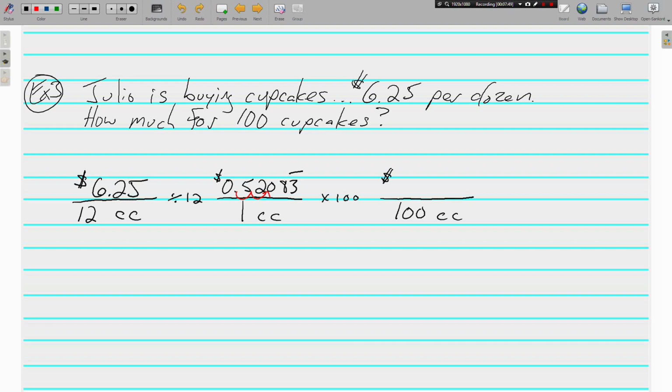Now that we're ready to write our answer in terms of money, now we'll round it. And we'll just say $52.08. It's approximately $52.08 for 100 cupcakes. That 3 repeating is going to round down. Julio will spend, again, sentence answer that I'm not going to write, but you are. Julio will spend $52.08 for 100 cupcakes.